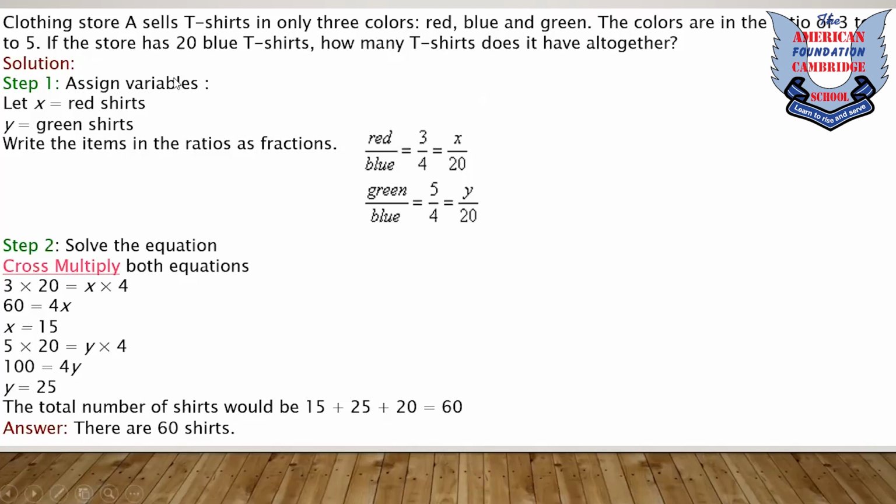So we know the number of blue shirts from the question. We know the number of red shirts. The number of red shirts was x, which is 15. The number of green shirts was y, which is 25. So when we add all of these, we get 60. The total number of shirts is 60. Moving on.